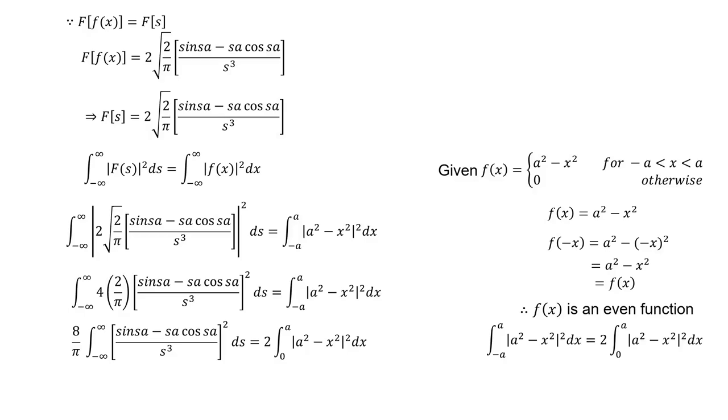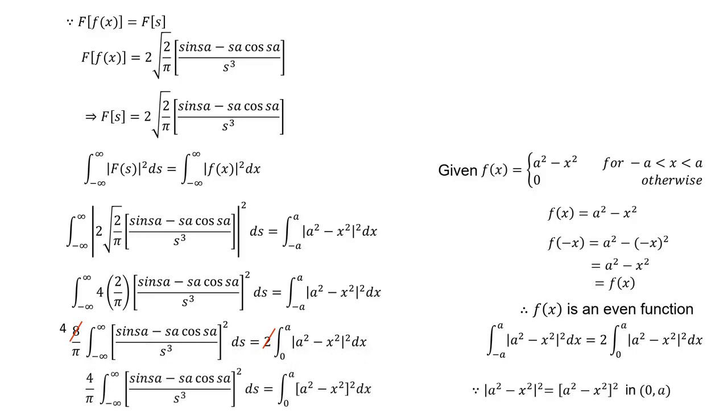We just replace here. Here we can remove the modulus, since modulus of a square minus x square the whole square is again a square minus x square the whole square in the interval 0 to a only. So we just remove the modulus here, and the 2 also gets cancelled with that left hand side term 8, we get 4 only. Therefore 4 divided by pi, the integral over minus infinity to plus infinity of sin sa minus sa cos sa by s cube the whole square ds equal to the integral over 0 to a of a square minus x square the whole square dx.